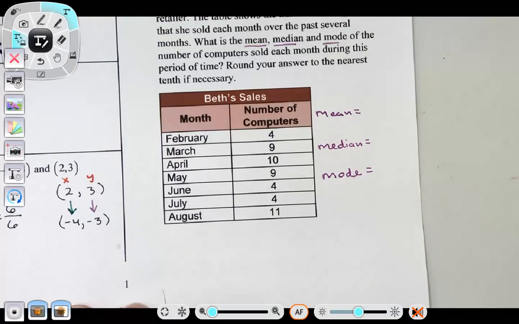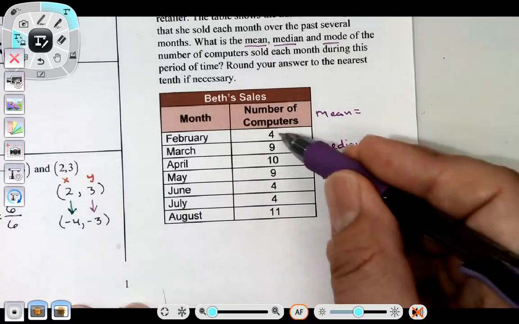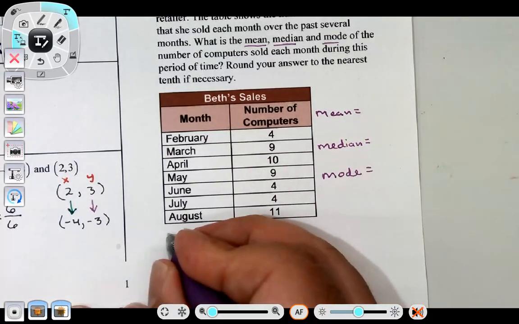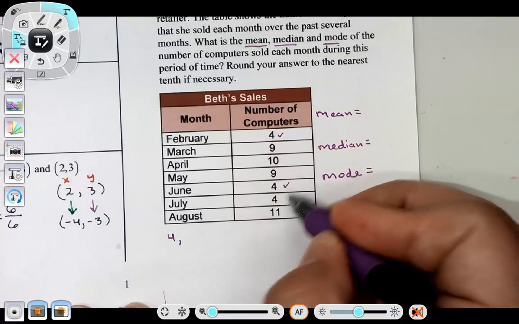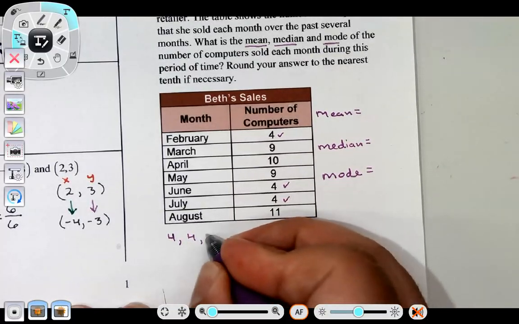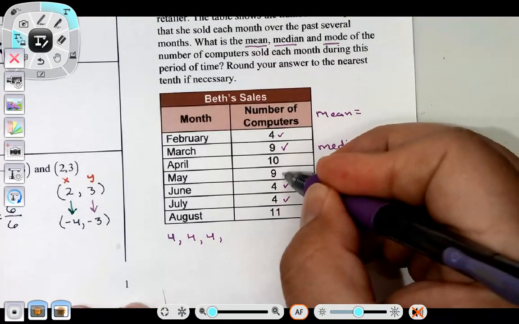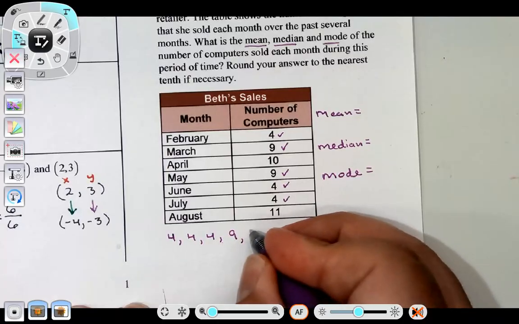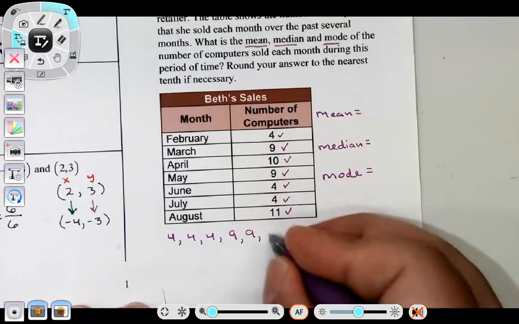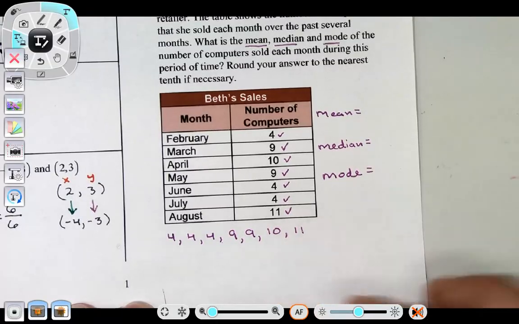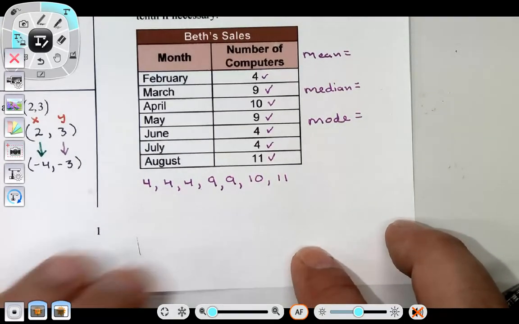Now, when they give me a list of numbers, what we've said in the past is put them in order. The smallest number I see is 4, but I see the 4 once, twice, 3 times. So let me write it 3 times: 4, 4, 4. The next number would be 9, and there's 2 of them, so 9, 9. And then a 10 and an 11. Okay, there's my list of numbers in order. We don't really need all those words up there anymore.